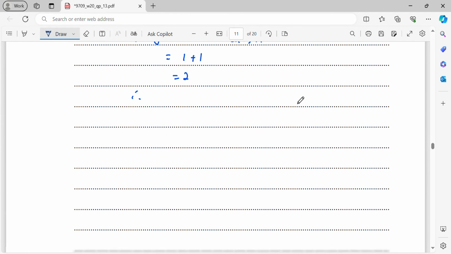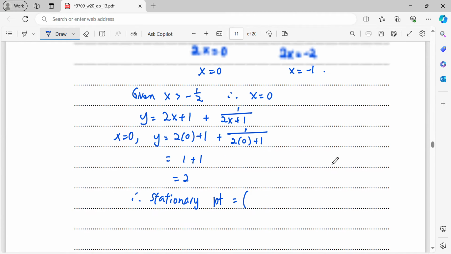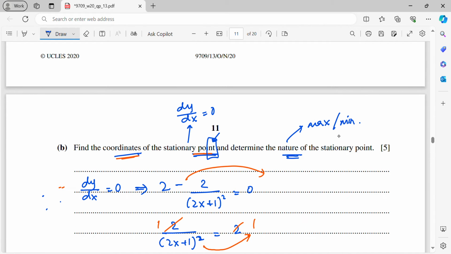Now, at last, your stationary point has coordinates x is 0, y is 2. And now don't forget that you need to determine the nature. Nature depends on d squared y over dx squared. When it is less than 0, you get a maximum. When it is greater than 0, you are getting a minimum point.